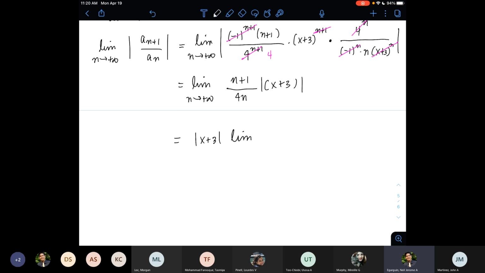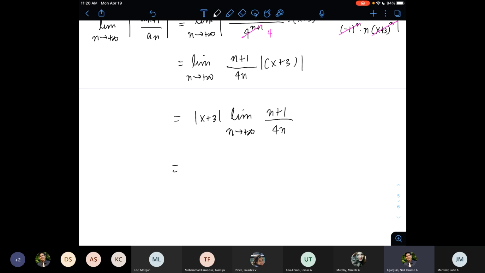And then we'll just be left with the limit of n plus 1 all over 4n as n approaches infinity. But what is the limit of this limit? Well, numerator is degree 1, denominator is degree 1, equal powers, so that means we just divide the coefficients. So the limit would be 1 over 4, right? Okay, and that's the limit.